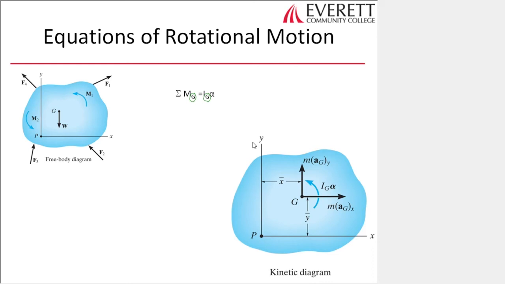Remember, each rigid body has a single alpha. The rigid body can't have multiple alphas, so the alpha is not about a certain point. Only the moment of inertia and the moments are about a certain point. The alpha is the same for the entire rigid body.